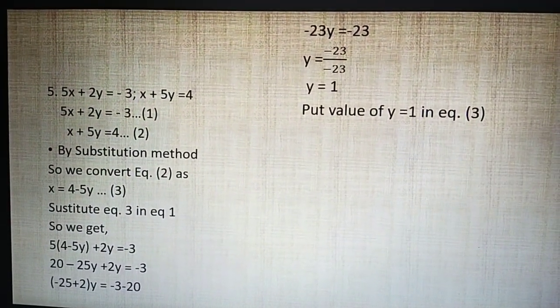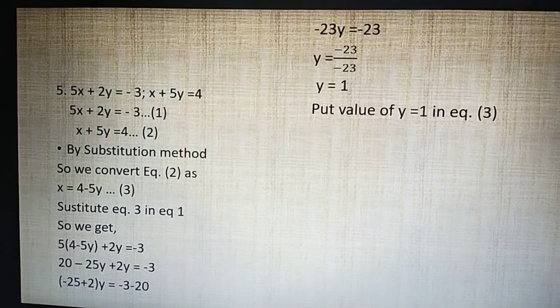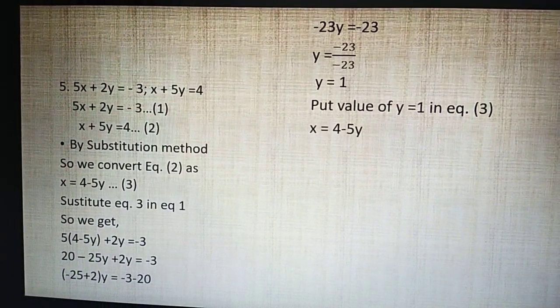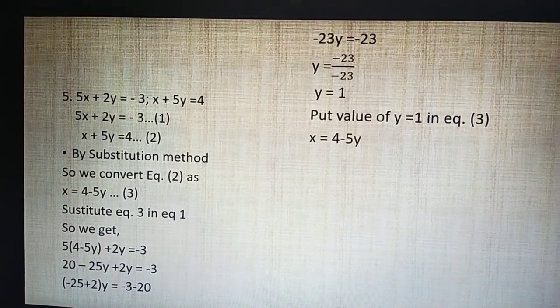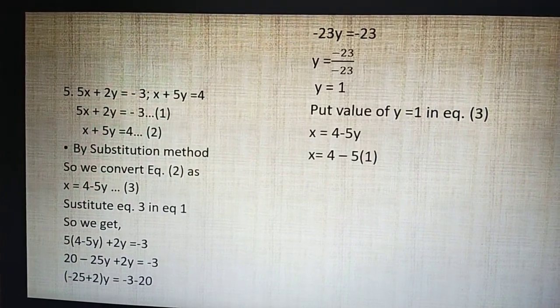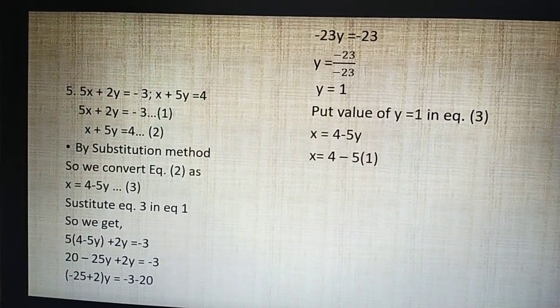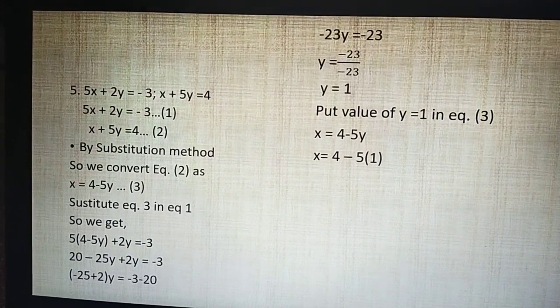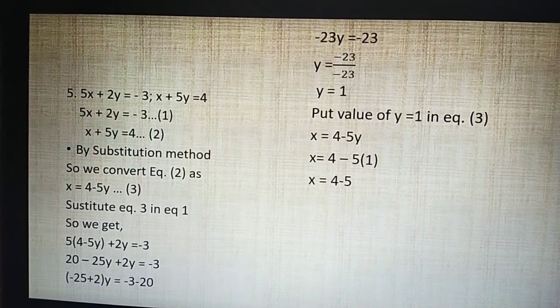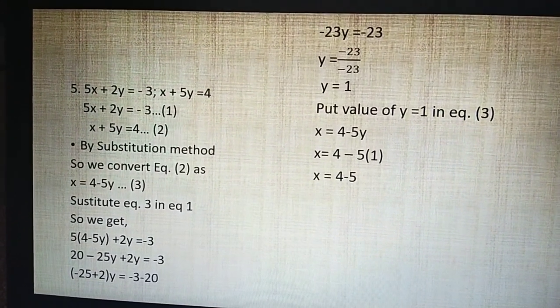What is our equation? We have x equals 4 minus 5y. So x equals 4 minus 5. What is the value of y? 1. Very good. 5 into 1 is 5. So we get 4 minus 5.